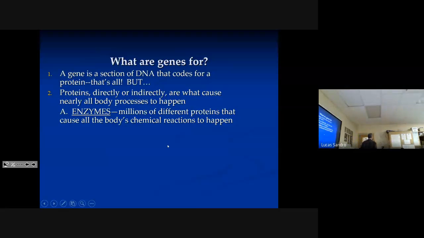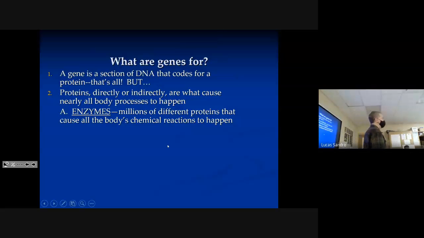There are millions of different human enzymes, all of them being made at exactly the right time to make exactly the reactions you need happen when they need to happen. Whether that's conducting nerve impulses, changing the structure of your cell membrane, breaking down your food. Every chemical reaction in your body is happening because an enzyme is catalyzing it. And enzymes are there because DNA codes for them. So that's just one kind of protein, and already we're taking care of all the chemical reactions of the body.